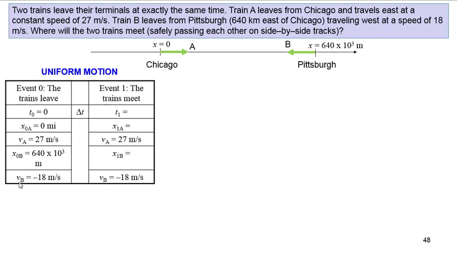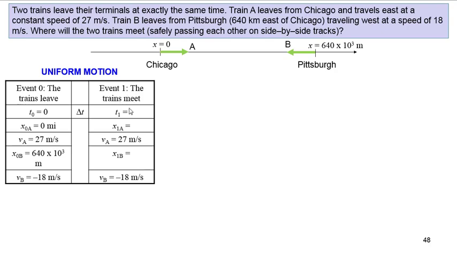And as I mentioned before, the velocity of train B is negative because it's traveling to the left, which based on my number line, that's the negative X direction. So I have to make that negative. This value doesn't change because it's not accelerating.